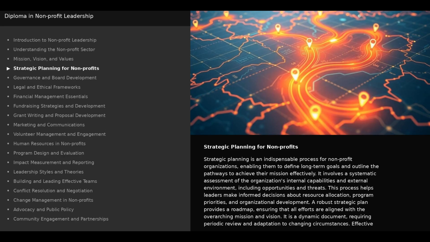A robust strategic plan provides a roadmap, ensuring that all efforts are aligned with the overarching mission and vision. It is a dynamic document, requiring periodic review and adaptation to changing circumstances. Effective strategic planning is a continuous cycle of analysis, decision-making, implementation, and evaluation.